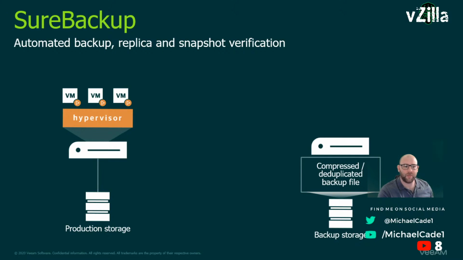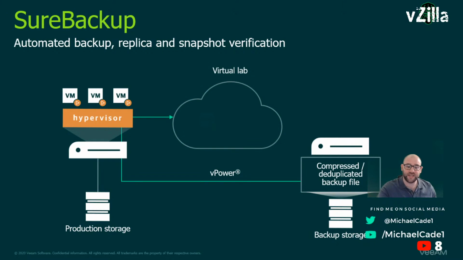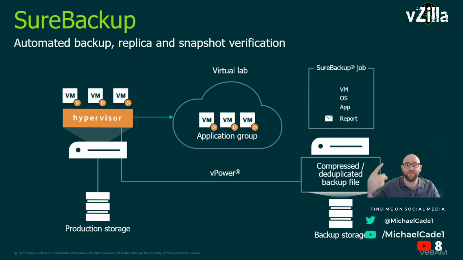So from a SureBackup point of view, this is that automated way of being able to verify that your backups and your replicas are in a good place. Just to visually show you what happens here, we take that compressed, deduped backup file, that VBK format, and again, that might be another area that we go down next, around the portability factor. We present that as a data store into your hypervisor. That's then seen as a set of disks within vSphere or within Hyper-V. We then spin up that application group in that virtual lab, run that test against the VM, the OS, and the app, and then a report gets sent out to you as an admin.